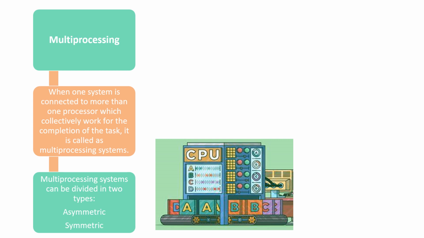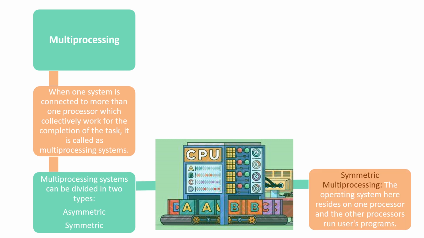You can see that from the diagram, where the CPU is divided into A, B, C, and D. That is, there are four processors that run a particular task. Such systems are known as multiprocessing systems, and they are divided into symmetric and asymmetric.